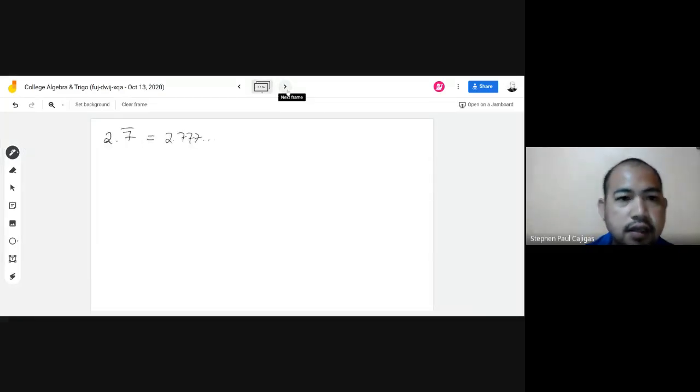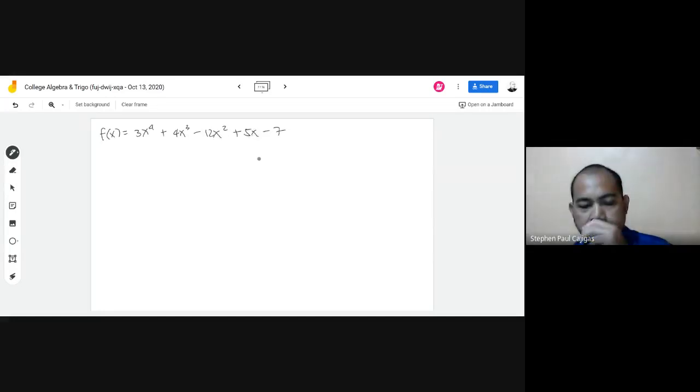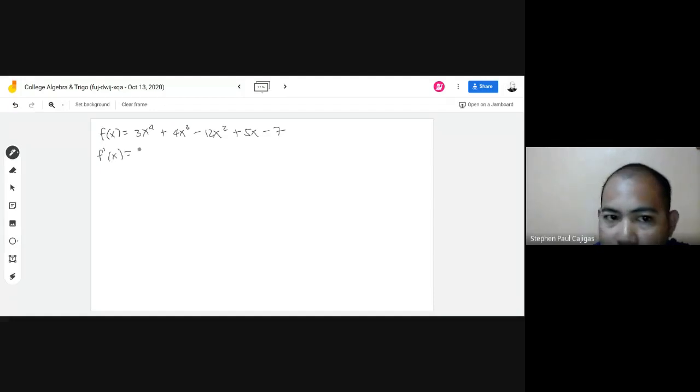Let's have something a bit easy. Let's say our function is 3x to the power 4 plus 4x cubed minus 12x squared plus 5x minus 7. Easy. So the first derivative, of course, what's the first derivative? Anyone?